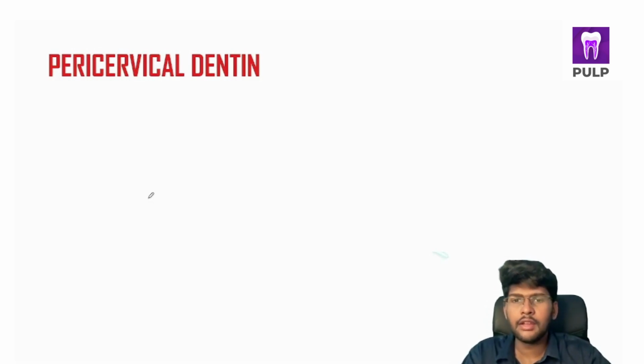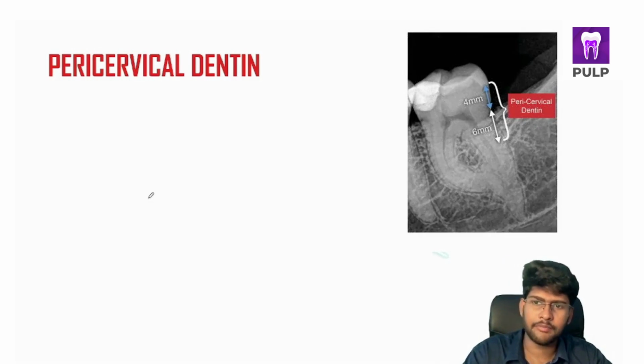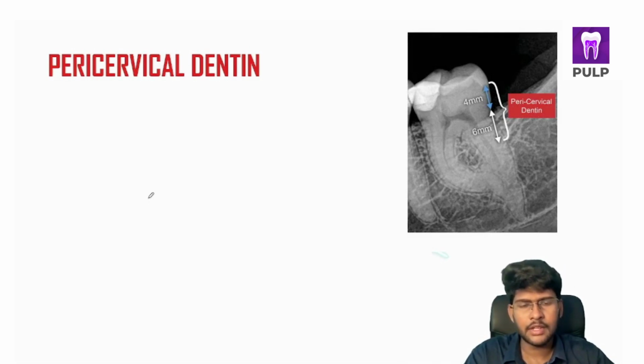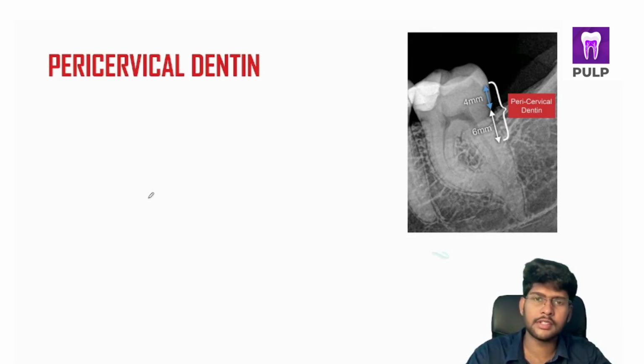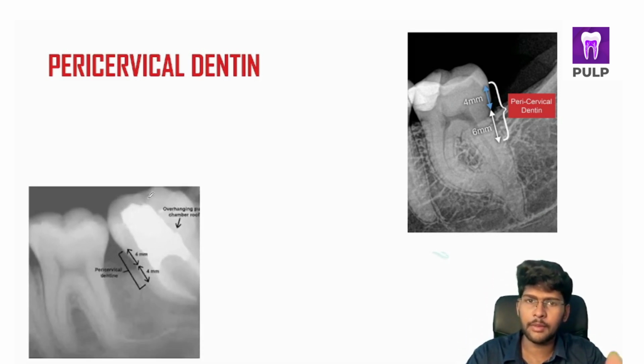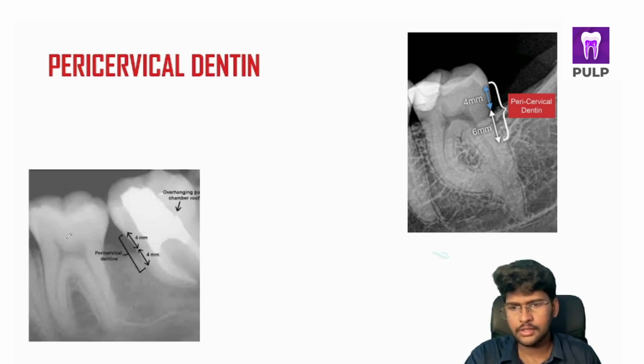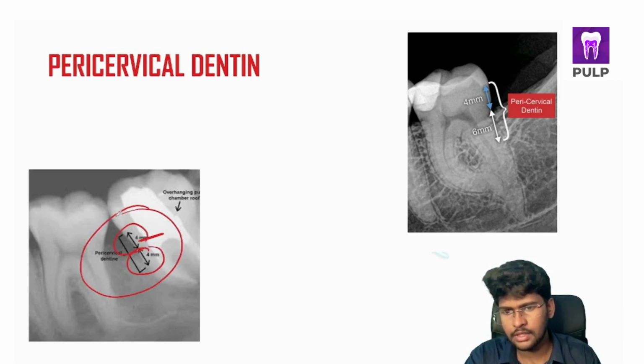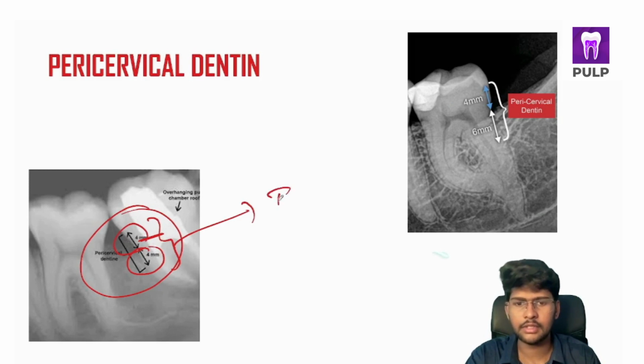dentin is. As the name suggests, it is the dentin around the cervical region. Some clinicians or researchers mention it as the dentin which is 4 mm above and below the orifice region. Some mention it as 5 mm above and below the orifice region. You can see here, you will have your orifice approximately here, and then 4 mm below and 4 mm above. This dentin is known as pericervical dentin.